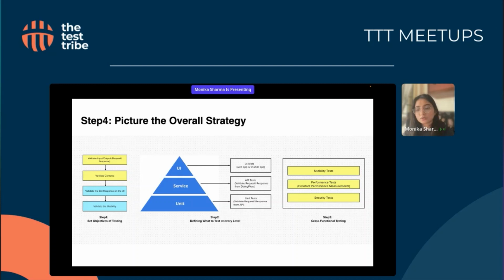So the third step is the cross functional testing, which includes usability, performance and security. And this is the overall, basically a full fledged test strategy which is technical in nature.